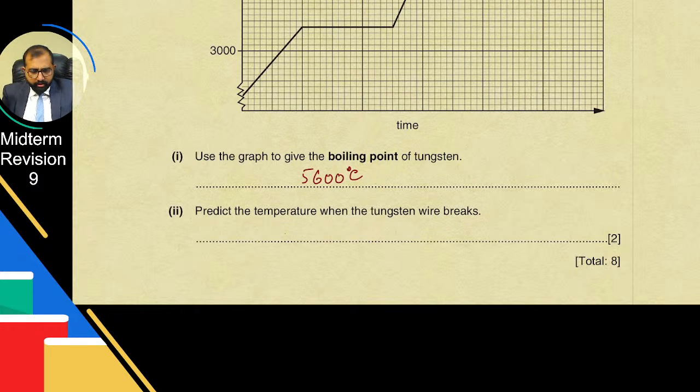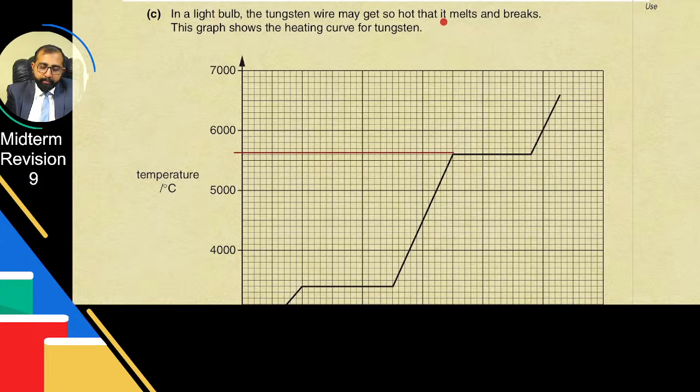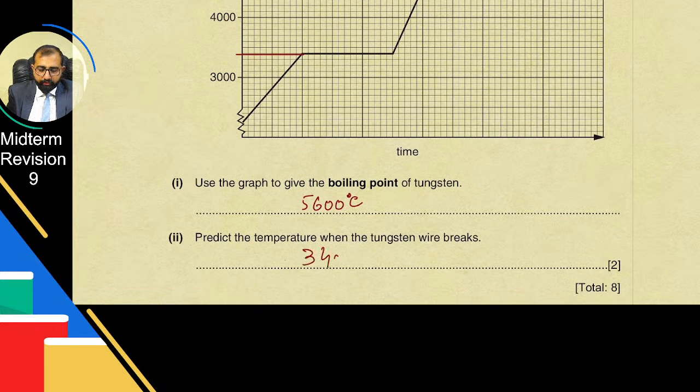Don't forget the unit. Predict the temperature when the wire breaks. So clearly उसने ऊपर लिखा हुआ है melts and breaks. इसका मतलब है कि जहाँ पे वो melt करेगा वहीं पे break करेगा. तो melting point क्या है उसका? Again draw a line. Okay, so it's a straight line that's 3400 if I'm not wrong. So 3400 degrees Celsius. And that is good enough. And we have mentioned कि वो कैसे melt करती है, कैसे boil करती है. Okay?